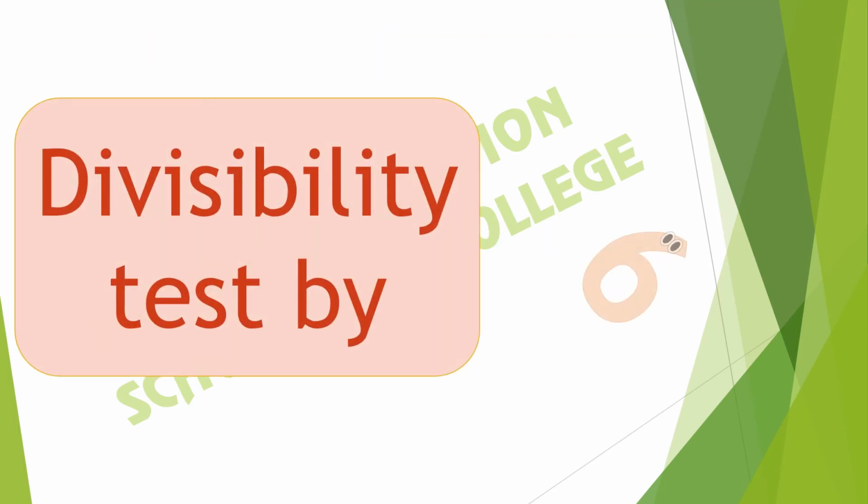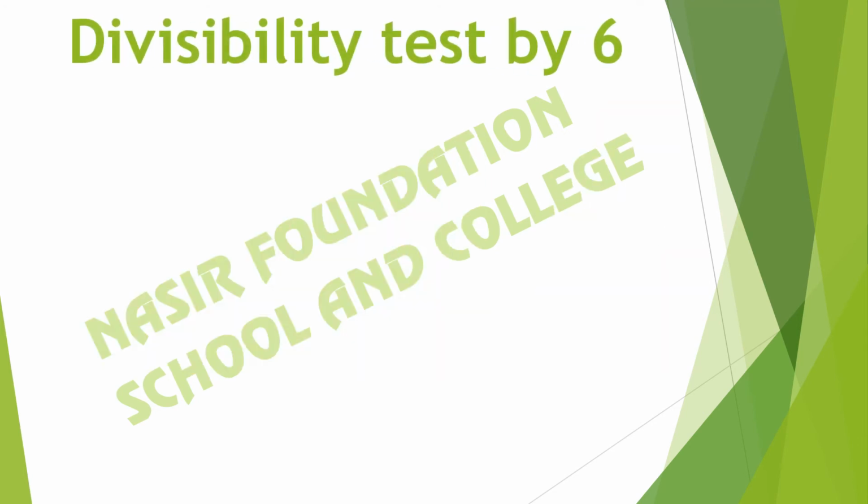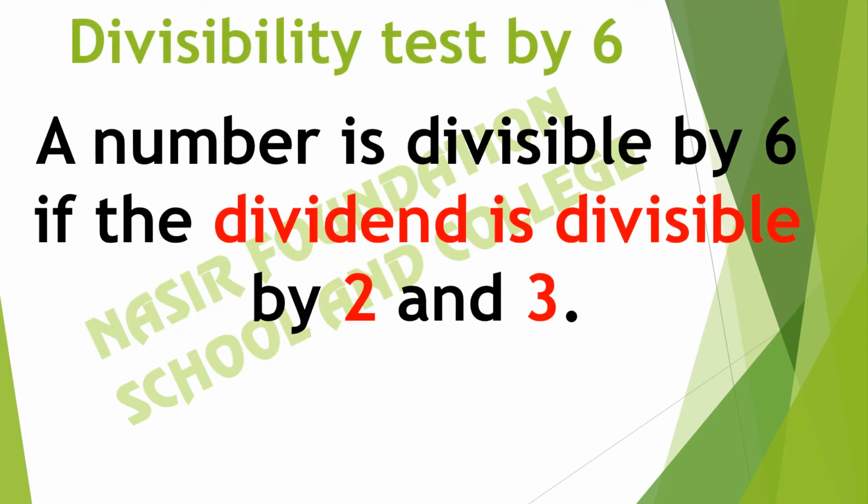Divisibility test by 6. Here we have some rules. A number is divisible by 6 if the dividend is divisible by 2 and 3. We will apply the divisibility test by 2 and 3 on that number. If the number satisfies these two tests, it means the number is divisible by 6.